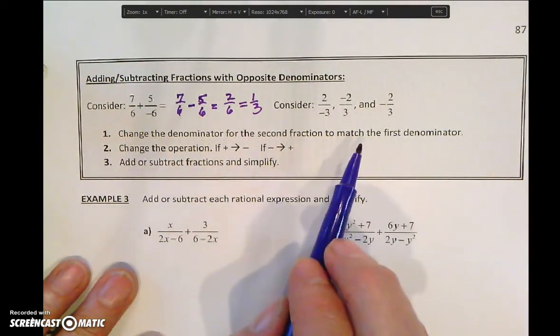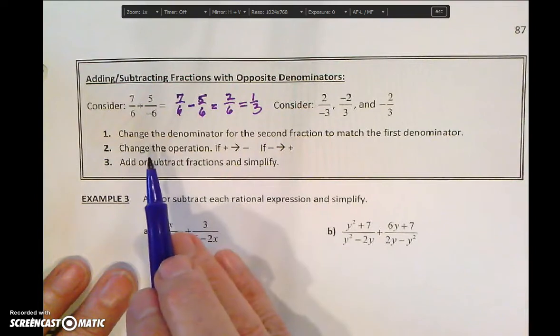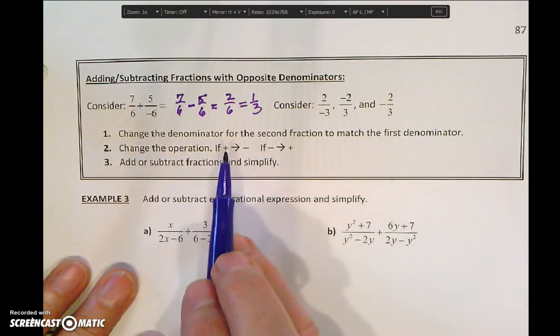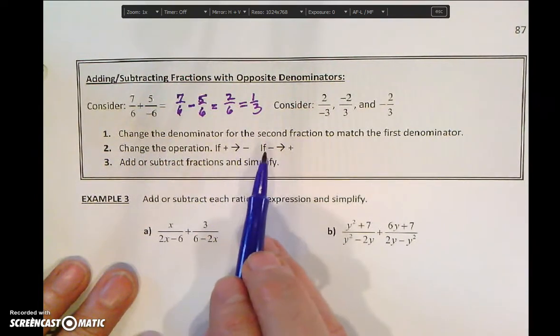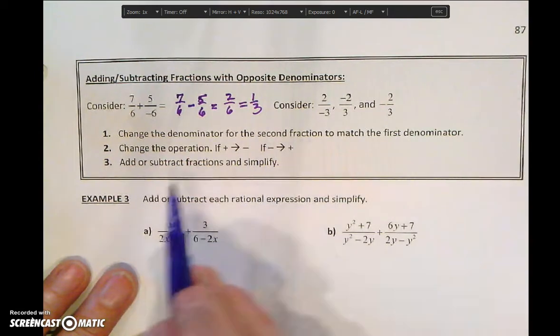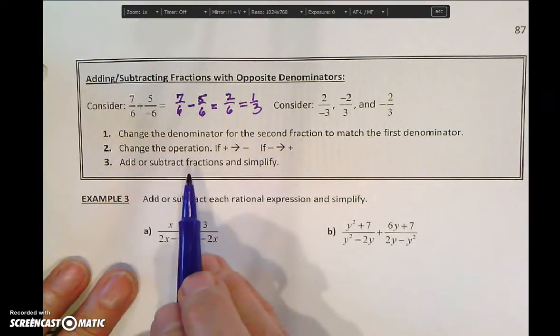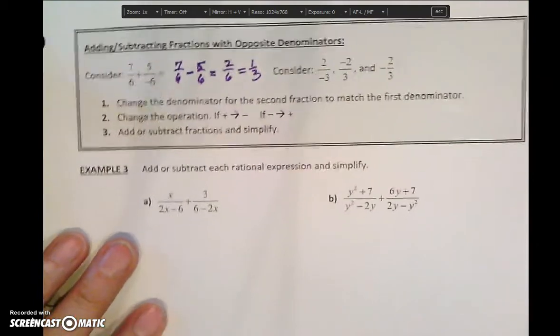So to do it with our rational expressions, we're going to change the denominator for the second fraction to match the first denominator. We're going to change the operation. So if it's a plus, we'll change it to a minus. If it's a minus, we'll change it to a plus. Then we'll add or subtract the fractions and finally simplify.